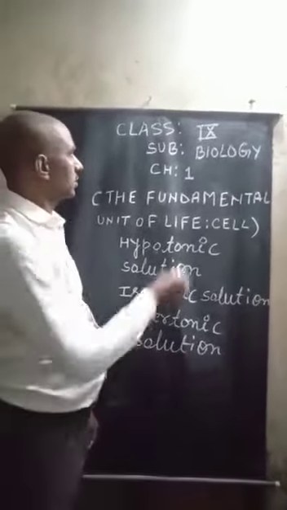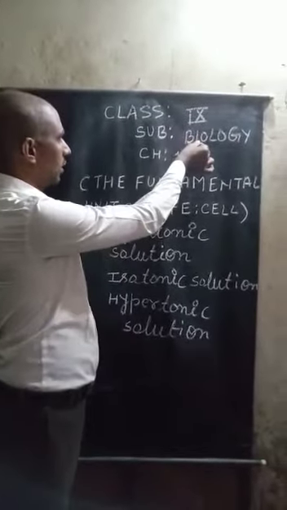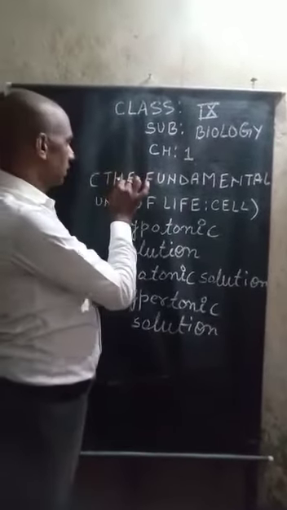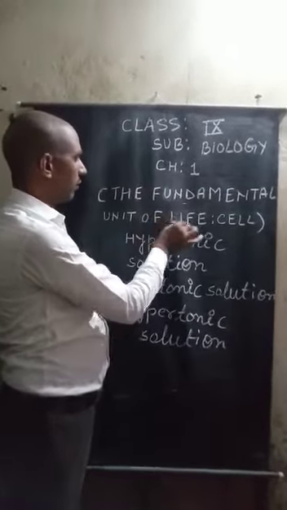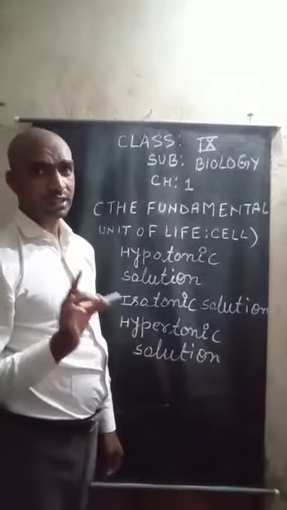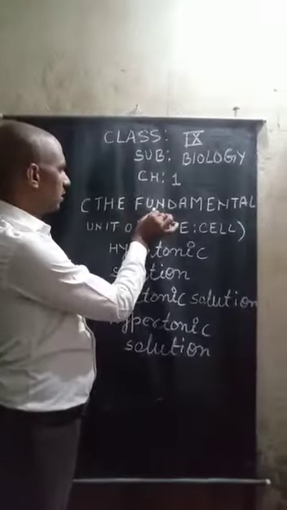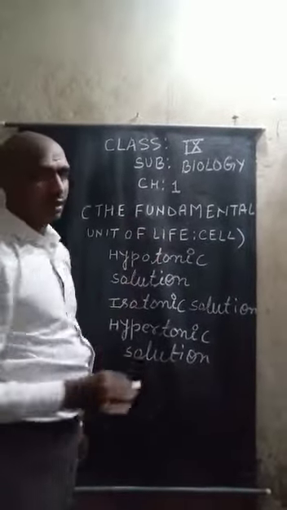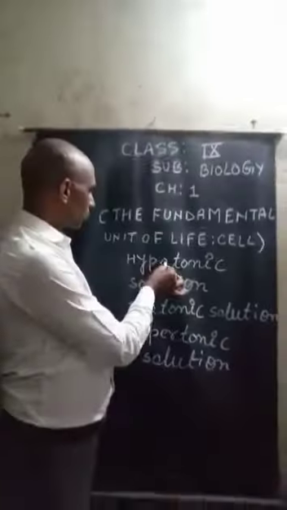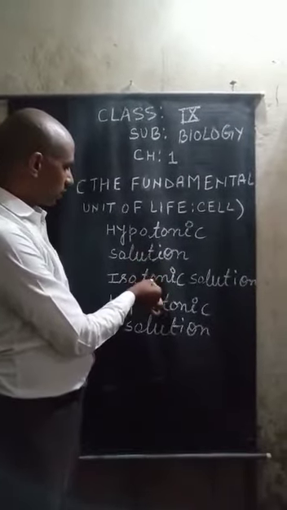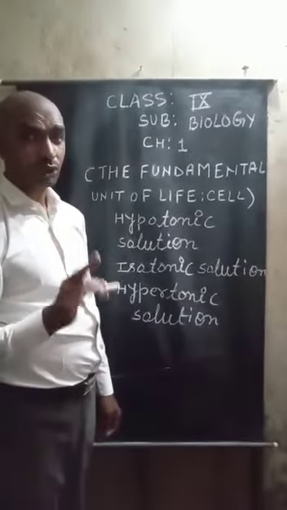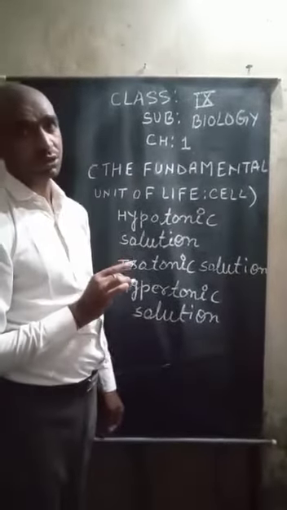I am going to discuss class 9 subject biology, chapter 1, and the name of the chapter is the fundamental unit of life: cell. Once again, try to understand the name of the chapter, the fundamental unit of life: cell. But inside the chapter we are going to discuss hypotonic solution, isotonic solution and hypertonic solution.